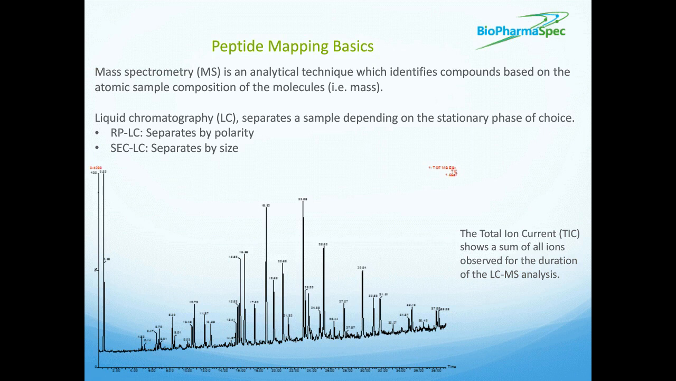So this figure shows what we call a total ion current. So this is the sum of all of the ions we observed during the LC-MS analysis. The x-axis is time, and the y-axis is ion intensity.